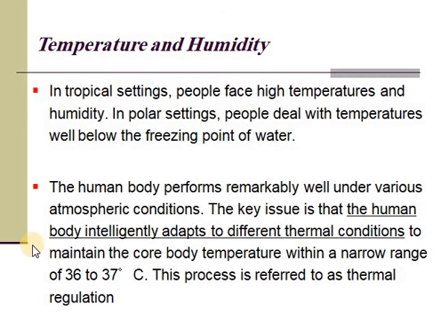Now, regarding temperature and humidity, no matter what the work environment is, people sometimes work in environments with high temperature and humidity. Others work with temperatures below the freezing point. Now, the beautiful thing is that the human body can adapt no matter what the conditions are. The body will regulate in order to maintain the body temperature ranging between 36 and 37 degrees Celsius. This process is known as thermal regulation.